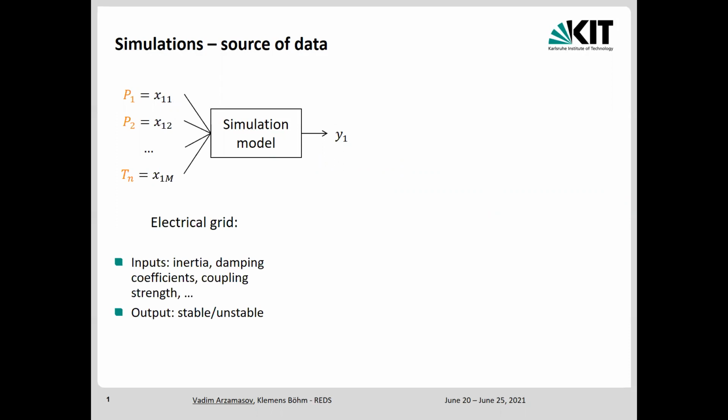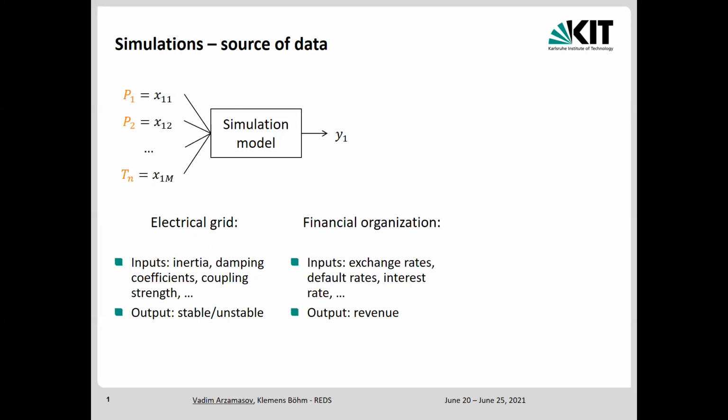For example, if one simulates an electrical grid, the inputs could be inertia, damping coefficients, coupling strength of electrical lines, and so on. The output could be the label indicating the stability of an electrical grid, i.e. whether the grid is stable or unstable for specific values of its parameters. For a financial organization, inputs could be exchange rates, default rates, interest rates, and so on. Output could be the expected revenue of the organization. One can think about many more different simulations, for example, climate change simulations.